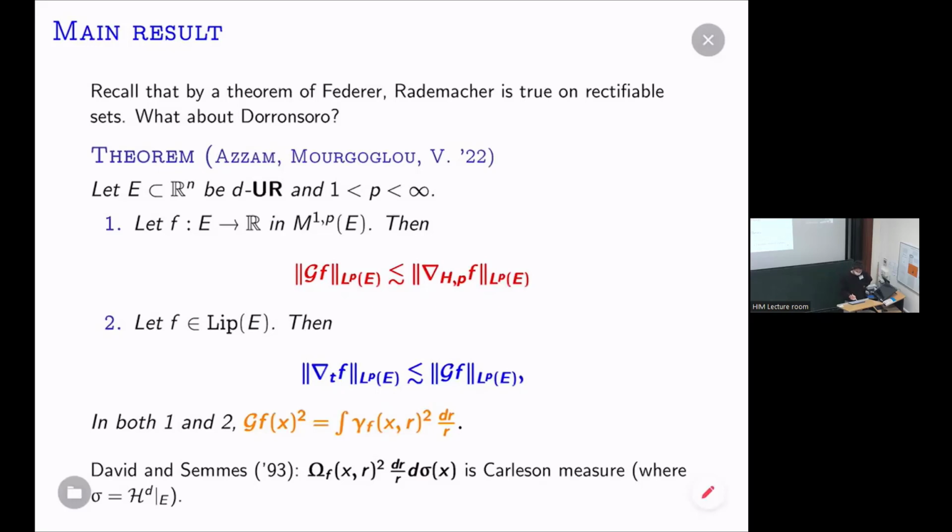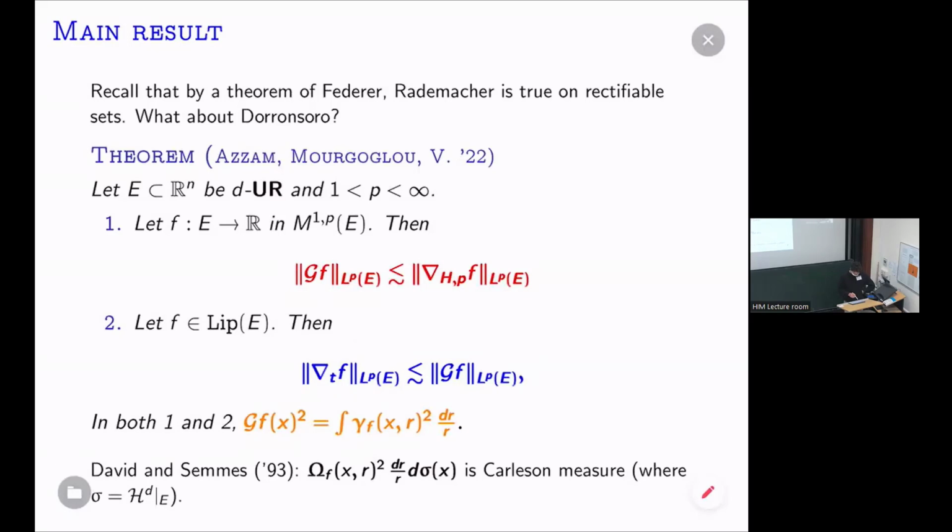Then if p is between 1 and infinity, we have the following two statements. We'll read the theorem and then make remarks about some objects that are not clear. One: if f is a function from E to R in the Sobolev space, then we have one inequality of Dorronsoro's theorem, so the square function is controlled by the gradient. Two: on the other hand, if f is Lipschitz on E, then we have the other inequality of Dorronsoro's theorem. The two together give a Dorronsoro theorem.